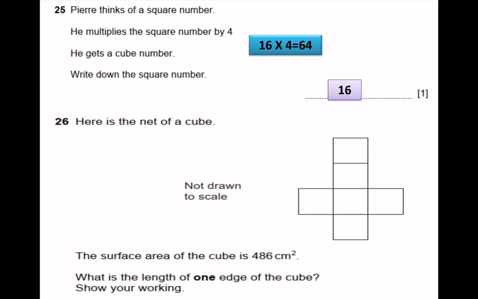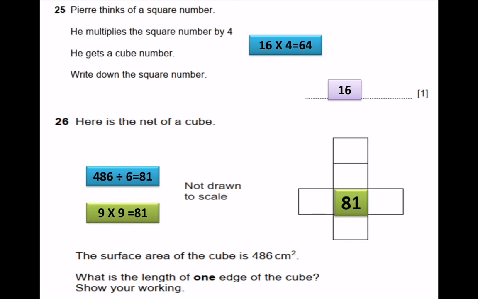The surface area of the cube is 486. What is the length of one edge of the cube? So if the total is 486 and the cube has 6 faces, step 1, 486 divided by 6 is 81. Then what are the two numbers that when I multiply I get 81? 9 times 9, 81. So the length of one edge will be 9 centimeters.